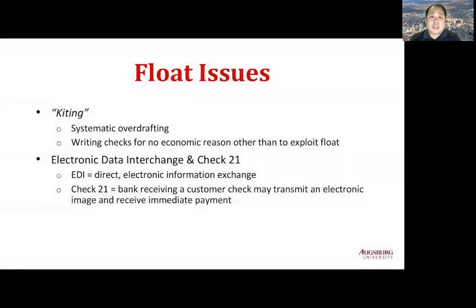If there's too much delay, then systematic overdrafting is possible, called kiting. The firm may write a check for no economic reason other than to exploit float. To avoid it, the regulator tries to build a system to decrease delay. Now banks use electronic images to clear checks under the Check 21 system. So floats may be substantially decreased.